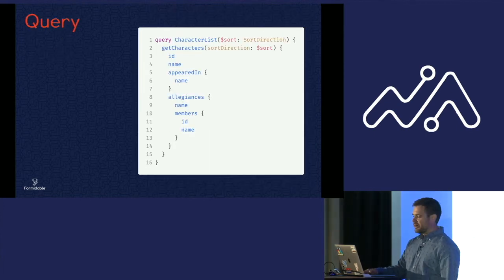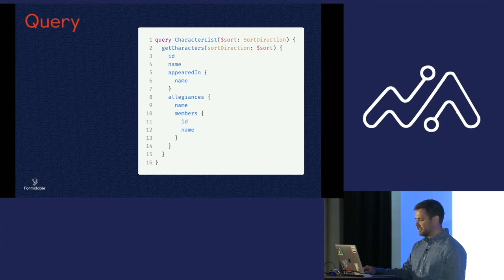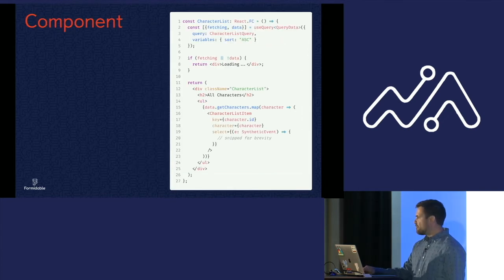That should be enough about Urkel to get us started, so we can now write a React component that renders a list of characters. When I'm working on a component, the workflow I like to use is to start with the query, so I know exactly what data my component needs before I write any code.